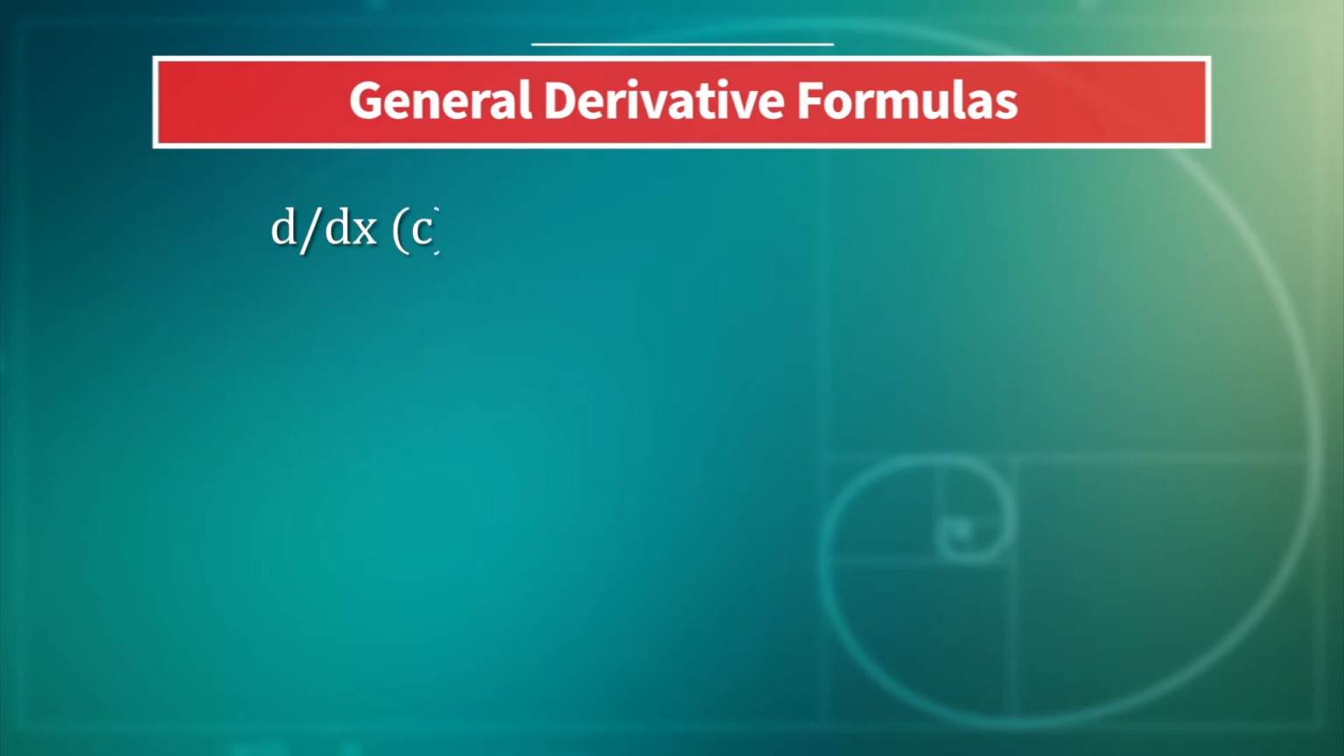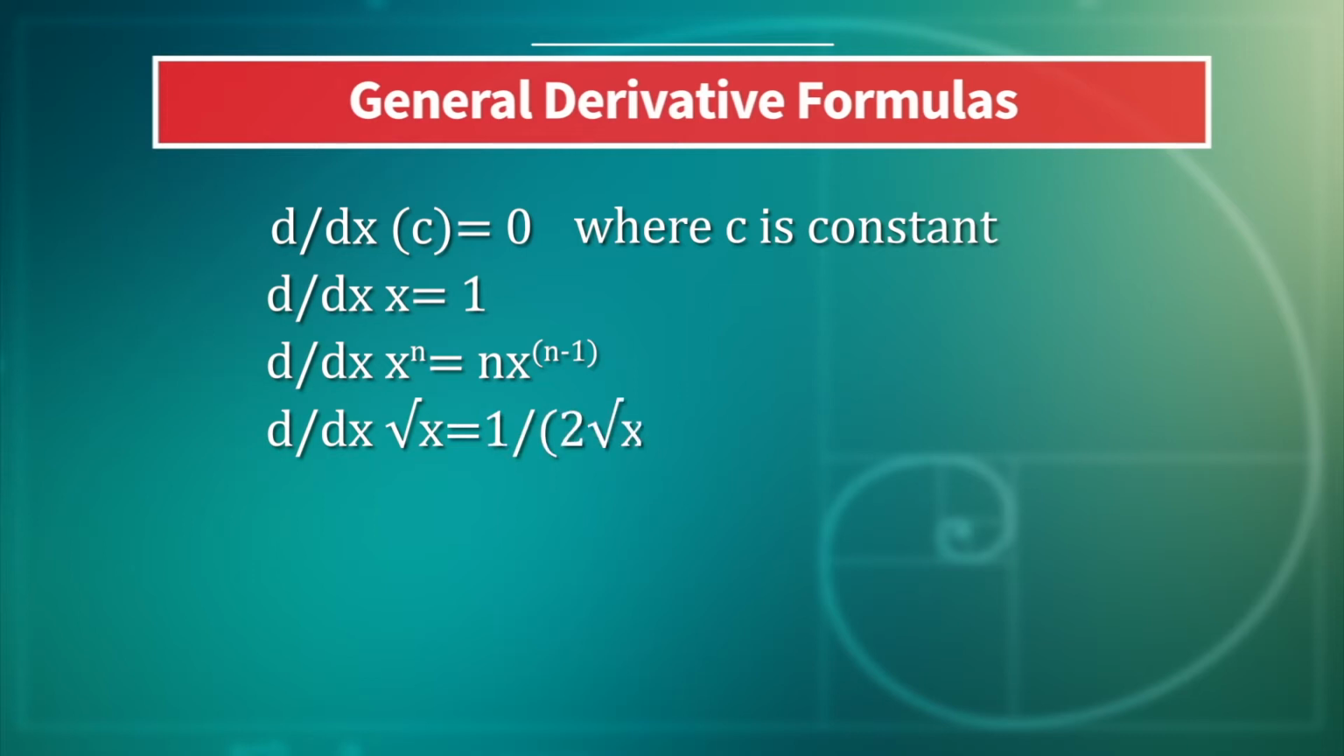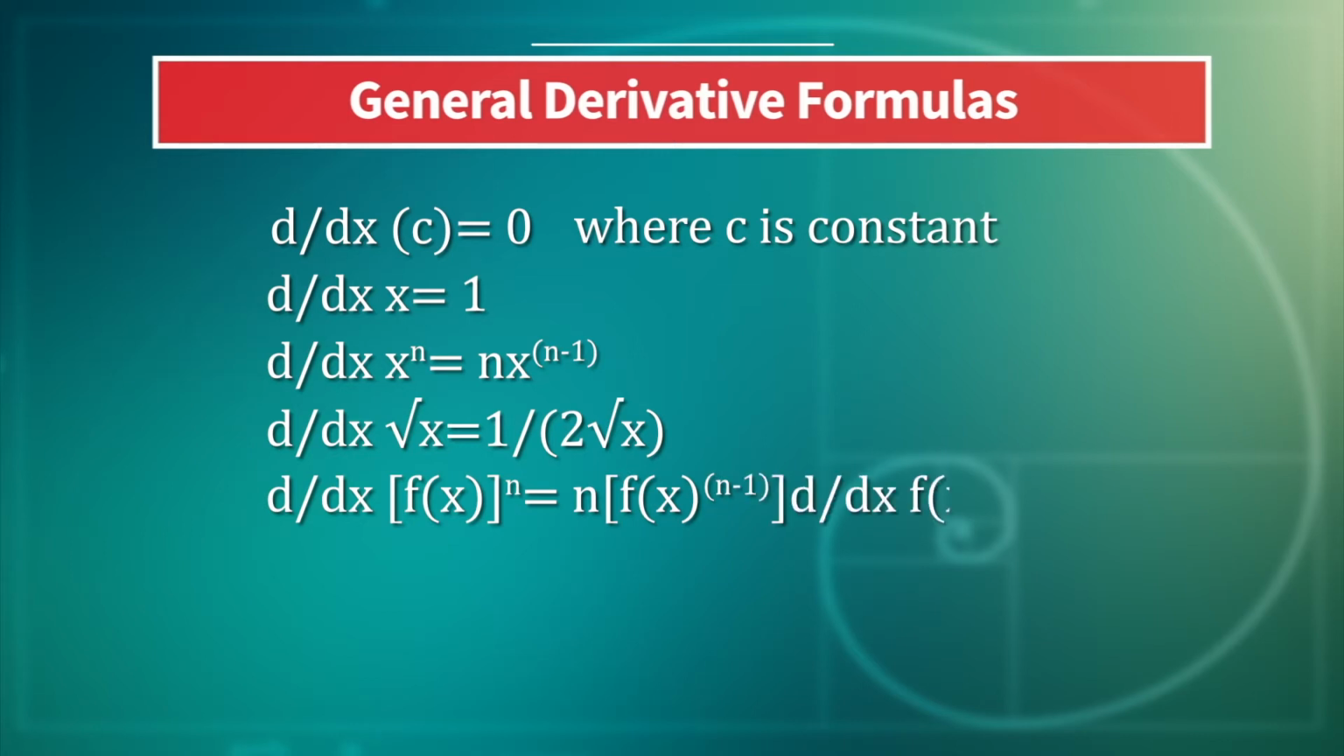d by dx of c is equal to 0, where c is constant. d by dx of x is equal to 1. d by dx of x raised to n is equal to n into x raised to n minus 1. d by dx of square root of x is equal to 1 upon 2 root x. d by dx of f(x) raised to n is equal to n into f(x) raised to n minus 1 into d by dx of f(x).